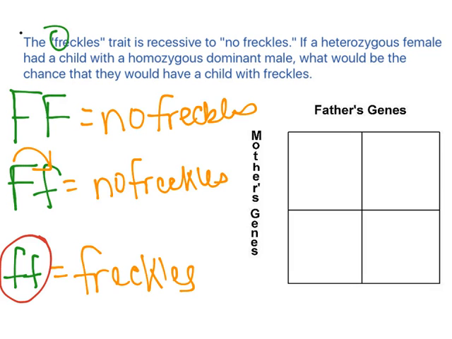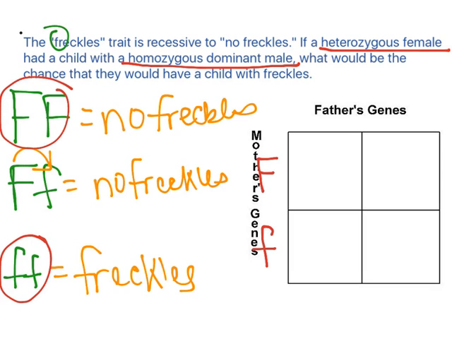So, I'm going to go back to my problem, and I want to look specifically at who my mom and my dad are. Here, this says a heterozygous female. Heterozygous female, that means I have two different letters. So here where it says mother, I'm going to go ahead and put my heterozygous female genotype. Big F, small f is heterozygous. It says that this heterozygous female has a child with a homozygous dominant male. Homozygous dominant, I know, is big F, big F. Homozygous meaning the same letter, dominant meaning it's large or dominates.